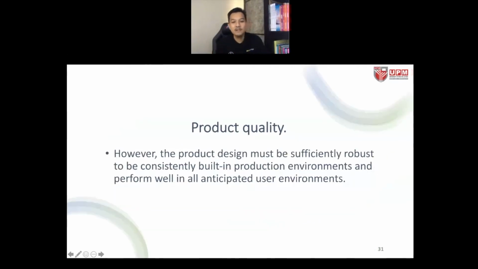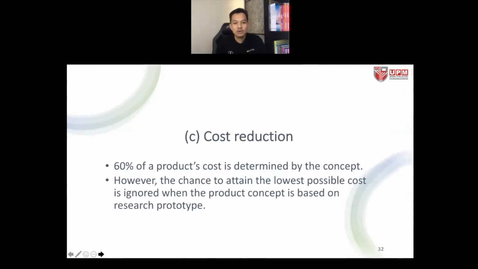However, the product design must be sufficiently robust to be consistently built in a production environment. So you have to do test after test and perform well in all anticipated user environments. The next one is cost reduction.